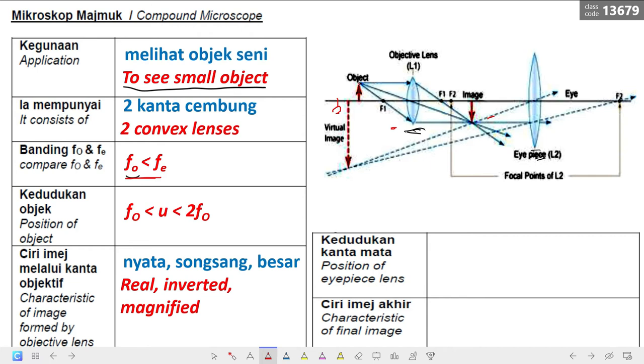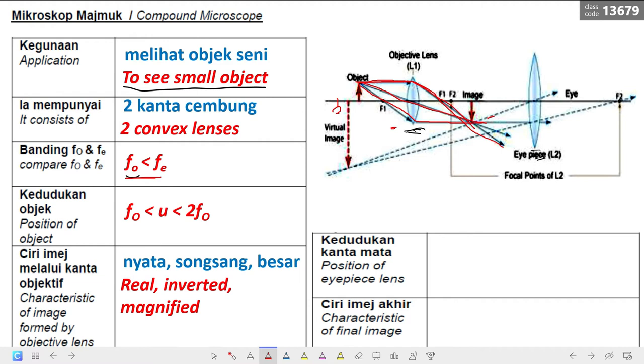Okay, so from the object, it passes through the objective lens, and then we pass through the FO here. F1 is actually the FO. Then the second ray passes through the optical center, and this is the third one. Remember, there are three rules if you want to draw the ray diagram. But for me, I will only use 1 and 3, while for this one, they use all 3.